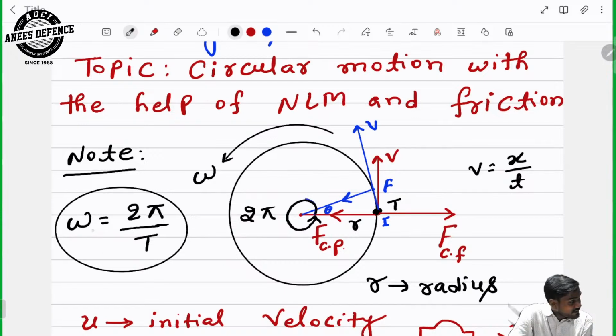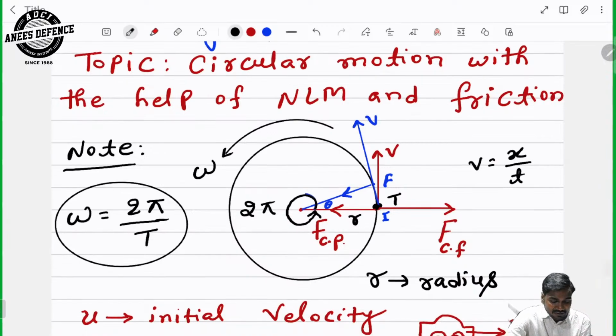So there is a relation of angular velocity with time. Sometimes you have to calculate the time period. In that case, you will try to convert linear velocity in terms of angular velocity, because angular velocity has a relation with time period. Yes or no? Yes, sir.